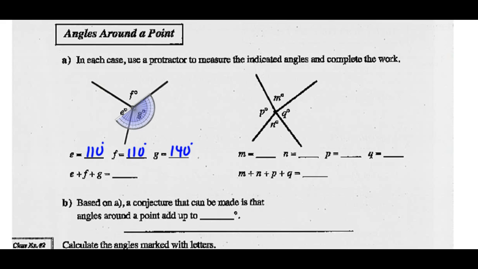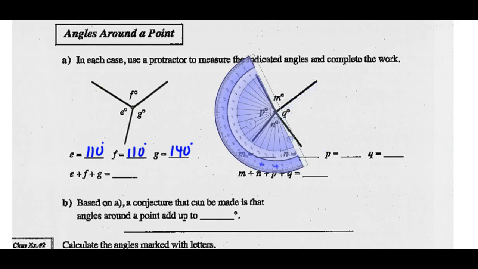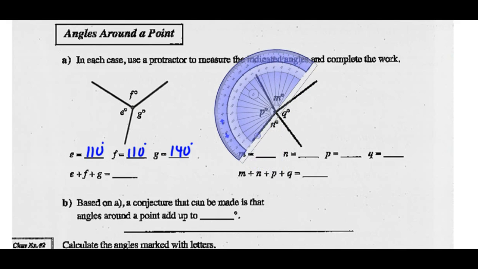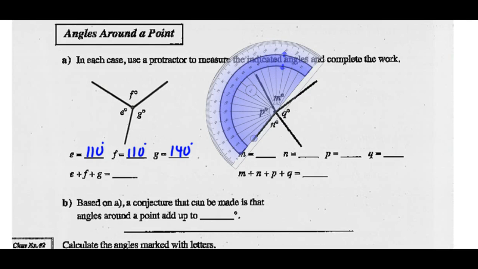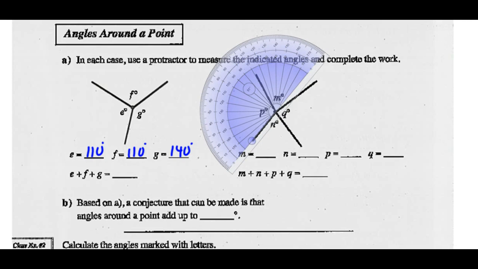Let's try P, Q, M, and N. Same thing. All right, let's start with angle P. So to me, angle P, kind of a tough one, let's expand this a little bit, looks to be a little bit greater than 110, so maybe about there. P looks to be about 112.